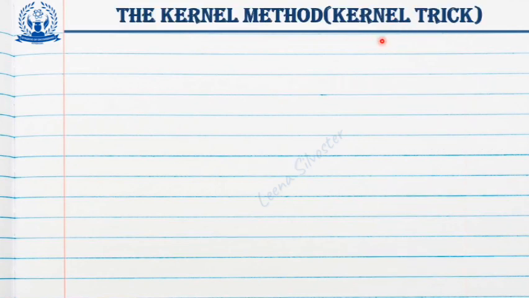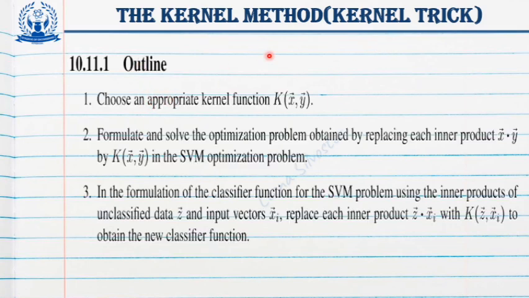So next one is kernel method, or otherwise it is known as kernel trick. So this is also an important question. We have 3 steps. First of all, you have to choose an appropriate kernel function. In the previous slide, we had studied the kernel functions. Then formulate and solve the optimization problem obtained by replacing each inner product x·y by k(x,y) in the SVM optimization problem. In the formulation of the classifier function for the SVM problem using the inner product of unclassified data z and input vector x, replace each inner product x·x, z·x with k(z,x) to obtain the new classifier function.